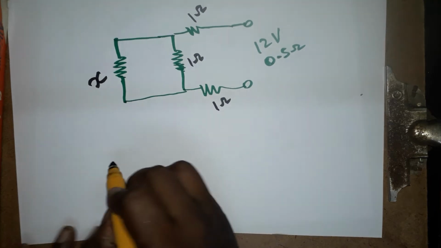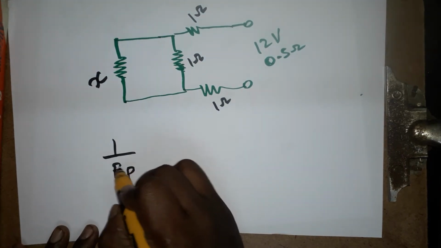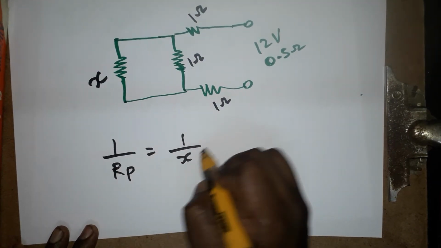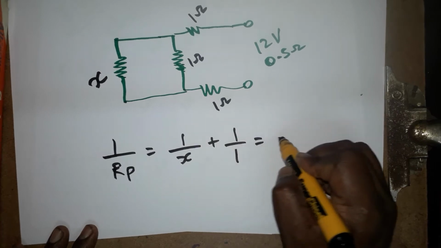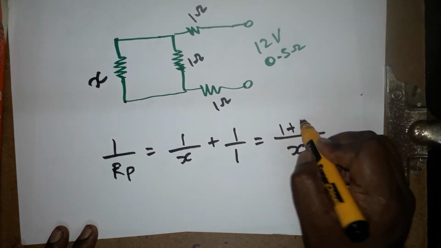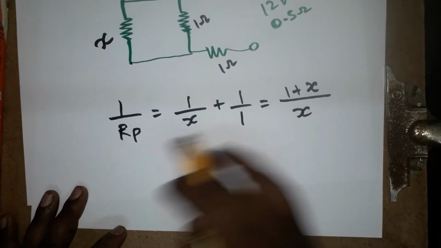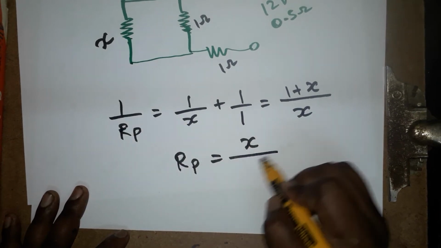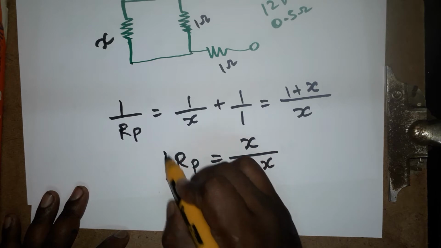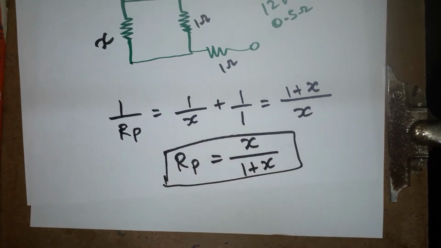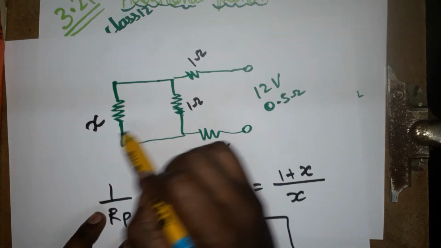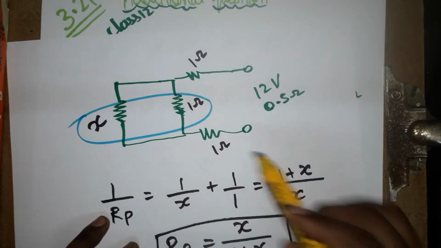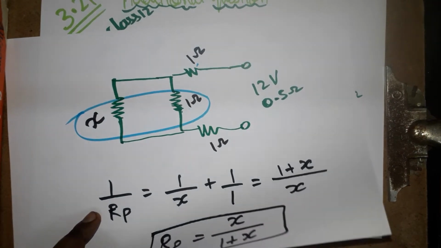These two are in parallel. So 1 by Rp is equal to 1 by x plus 1 by 1, which gives (1 plus x) by x. That is for 1 by Rp; so Rp is equal to x divided by 1 plus x. Like this we get the solution for these two. Now we have two more 1 ohm resistors also.